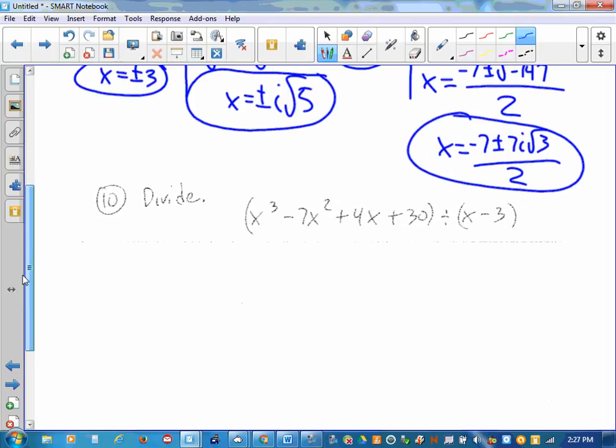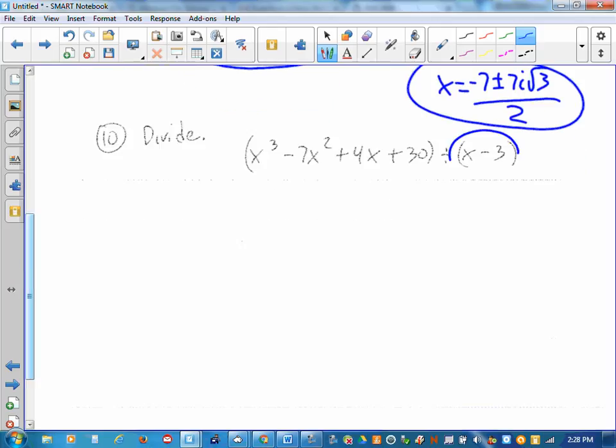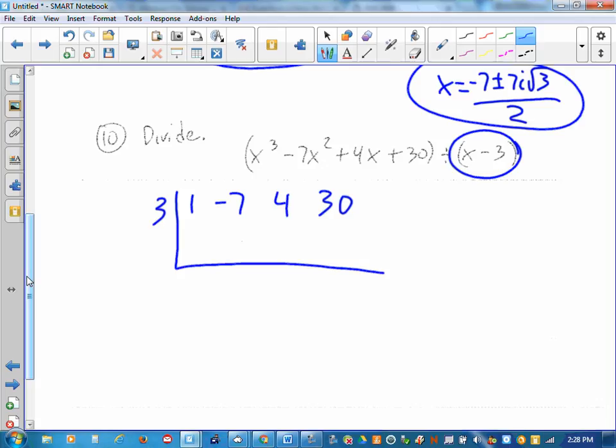At the bottom of the page, we have division. You can do long division or synthetic. I'm going to do synthetic division here. Remember, you change the sign, 3. And then you get 1, negative 7, 4, and 30. We drop the 1 down. We multiply, 3. We add, 4. We multiply, 12. Oh, it's negative 4, so it's negative 12. My bad. Add, negative 8. Multiply, negative 24. And the remainder is 6.